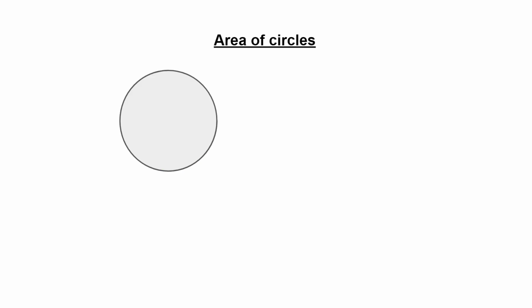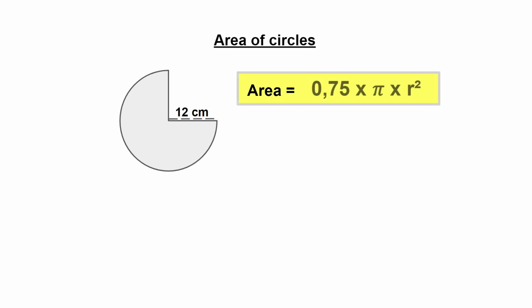Okay, let's try calculating the area of another circle. This time, 3/4 of a circle with a radius of 12 centimeters. Now remember, to calculate the area of any circle, we can use the formula pi multiplied by radius squared. But we'll need to make one change to our formula since we're calculating the area of 3/4 of a circle. And the formula we'll need to use is 0.75 multiplied by pi multiplied by radius squared.